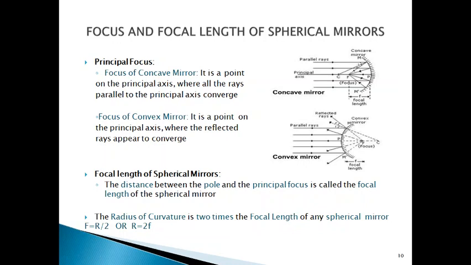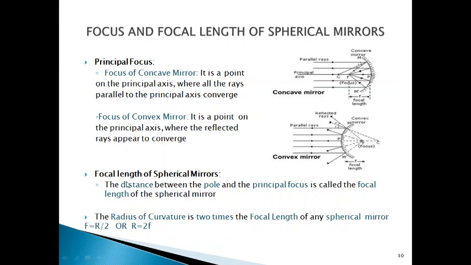So convex mirror has virtual focus. That means virtual, the rays of light do not actually meet, they only appear to meet at a point. So that point is a virtual point, it is in the imagination. So this is principal focus.